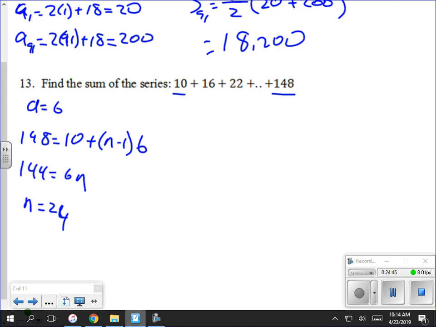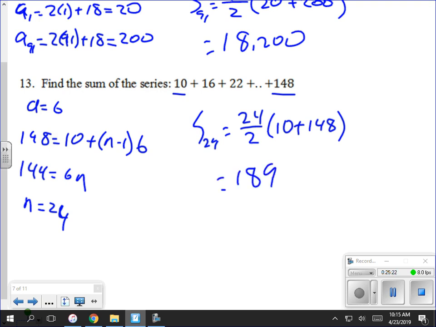I'm adding up my first 24. So the sum of the first 24, 24 divided by 2 times 10 plus 148. If I subtract 10, I get 138. Distribute the 6. I have 6n minus 6. One of the minuses. And then, yeah. So 158 times 24 divided by 2. And you get 1896.